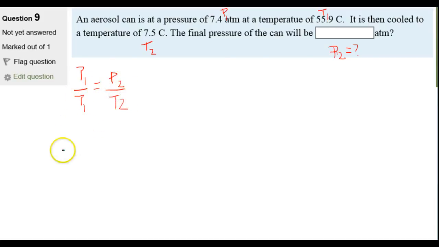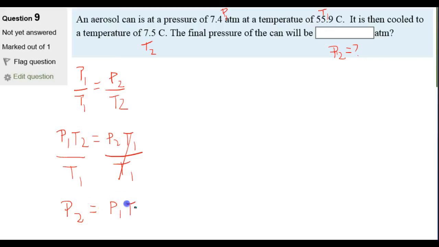And once again, we'll cross multiply to get rid of the fractions. We got P1 times T2 equals P2 times T1. And in this problem, we're asked to solve for P2. So I'll divide both sides by T1. This will cancel. And the formula that we're going to use to solve this problem is P2 equals P1 T2 divided by T1. So before we can start plugging numbers in again, we need to make sure that the temperature units are in Kelvin. Let's go ahead and convert those.